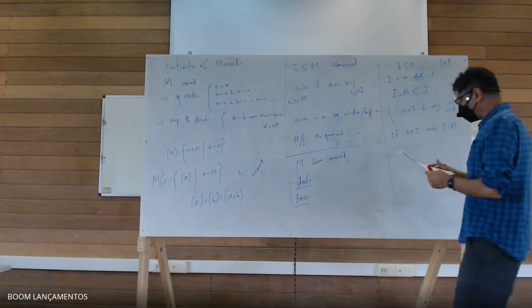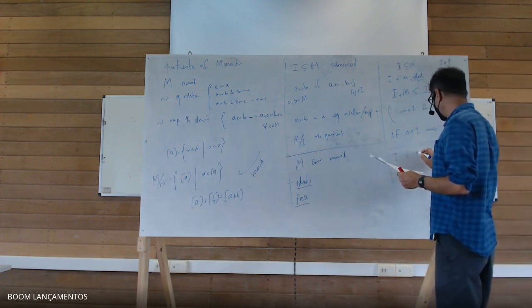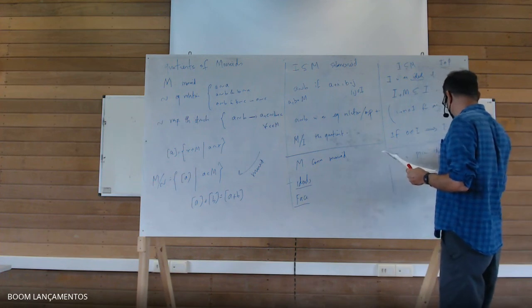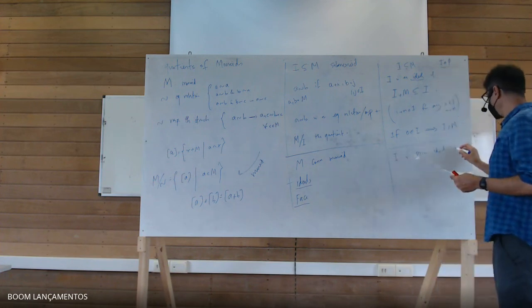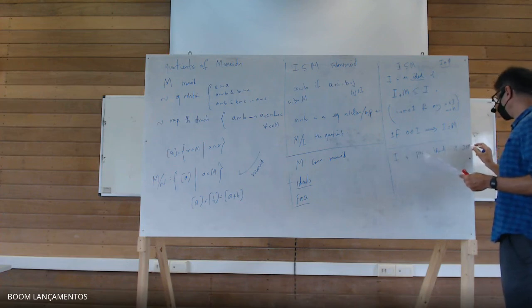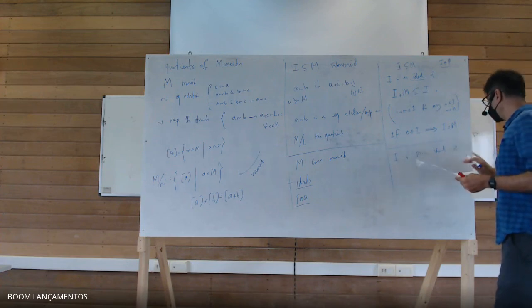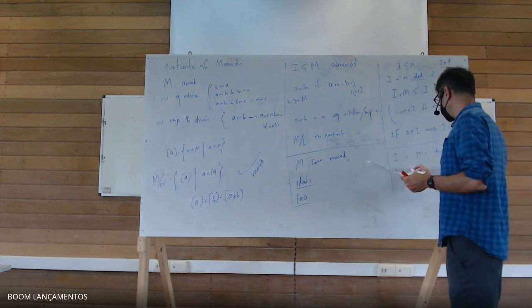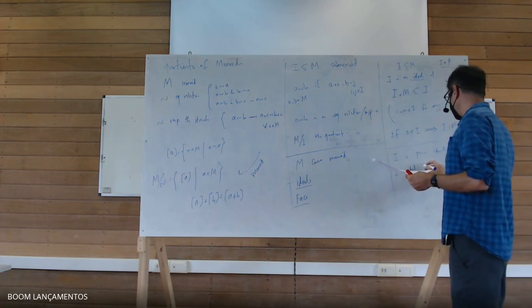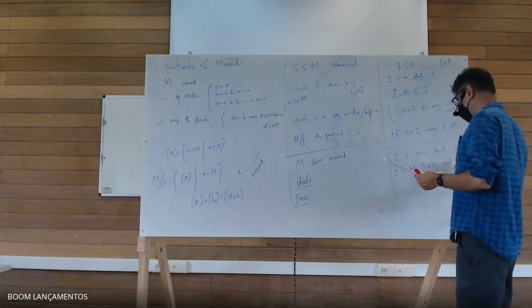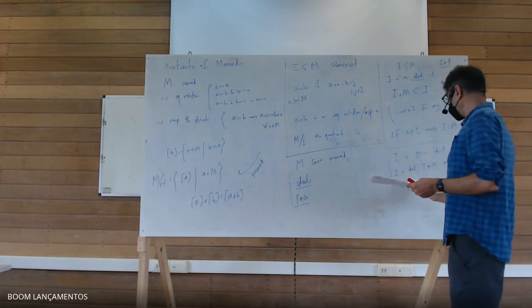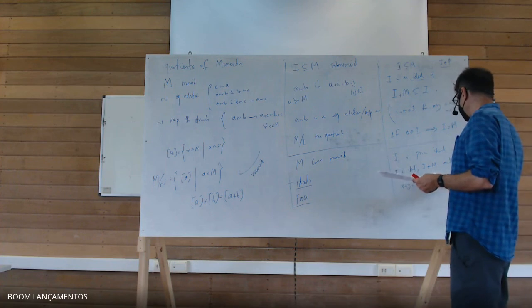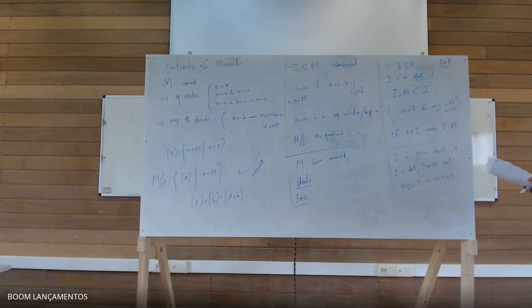What is a prime ideal? I is a prime ideal if, first of all, I is an ideal, I is not M, and if the sum is in I, then one of them should be in I. This is a prime ideal in a monoid.